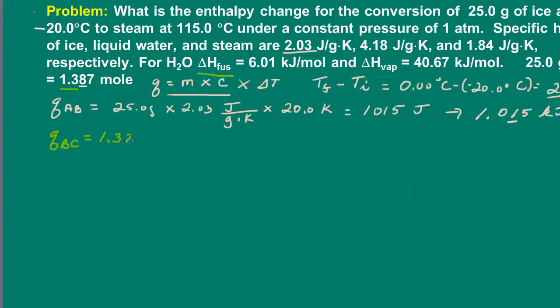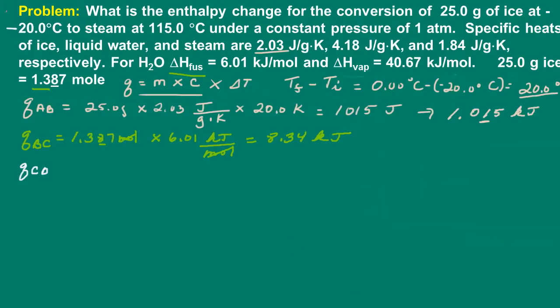So 1.387 moles, and we'll multiply that by the enthalpy of fusion. That's 6.01 kilojoules per mole. Our moles cancel. And let's see what we have. 1.387 times 6.01, and this works out to be 8.34 kilojoules. Okay, so let's go ahead now and see what happens from C to D.